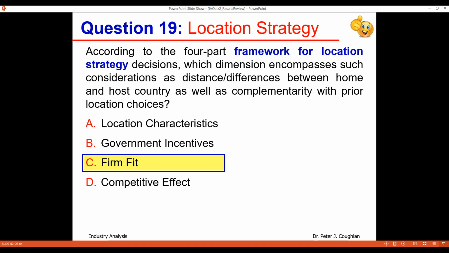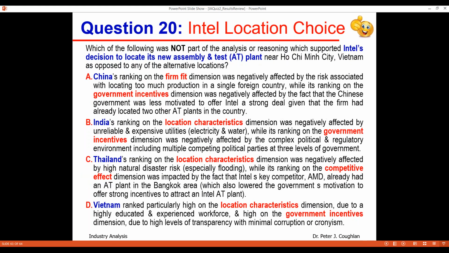It is about basically how compatible is that location with your firm based on your home country. How different or distant is that host country? Also, how much does that location choice make sense given your other location choices? Complementarity. That is the notion of firm fit. All right, and the last question.